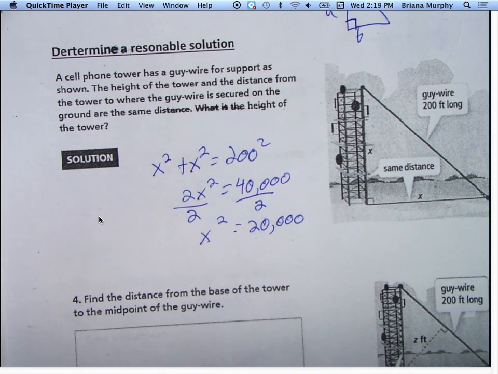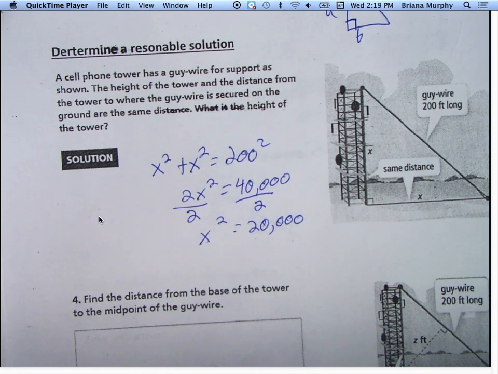Okay, let's talk about this. Are we going to want to simplify the square root of 20,000, or are we going to want to put it in our calculator and just come up with a decimal approximation? Think about this: a cell phone tower has a guy wire for support. Do we need the exact value, or is it more helpful to know approximately, like finding a decimal place? I think finding a decimal place too.